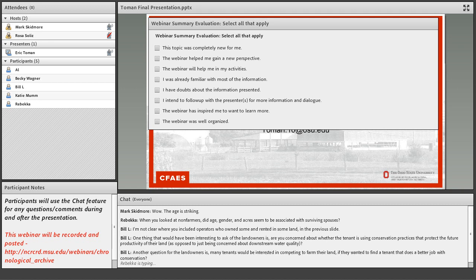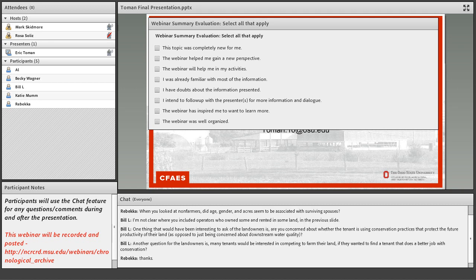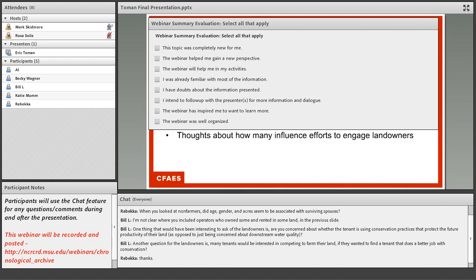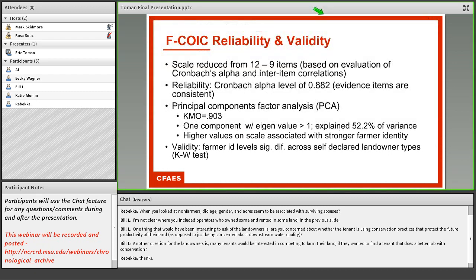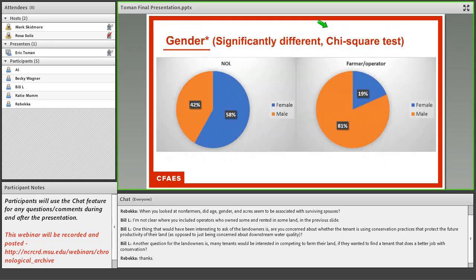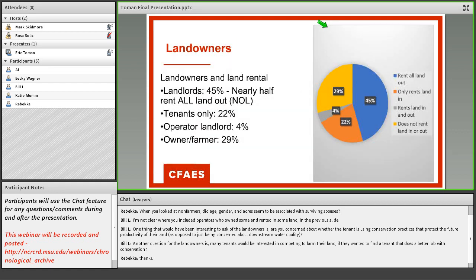Oh, Bill, I'm sorry I missed yours as we were going through this. You asked about where operators who owned some land and rented in some land were included on the previous slide. Here we go. I think you were probably referring to this slide. So people who rented land, operators who owned some and rented in some land. So they owned land and rented in land.